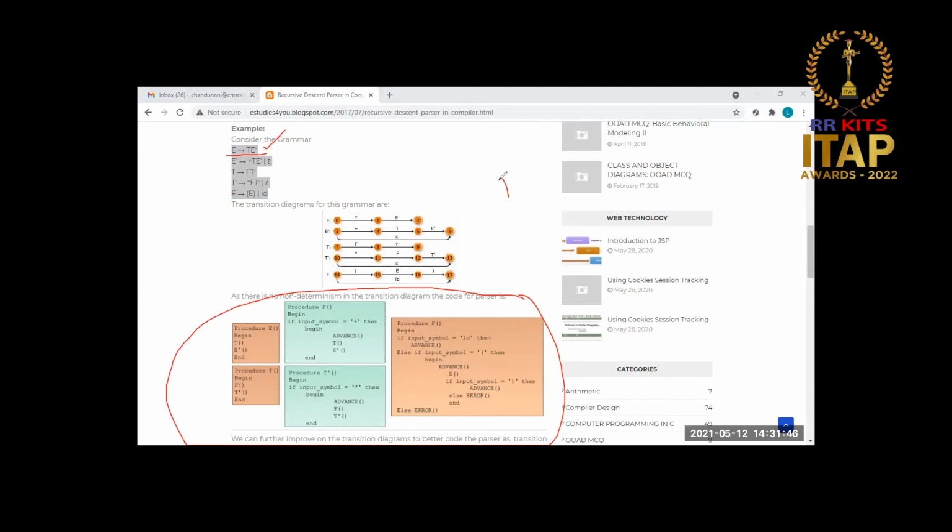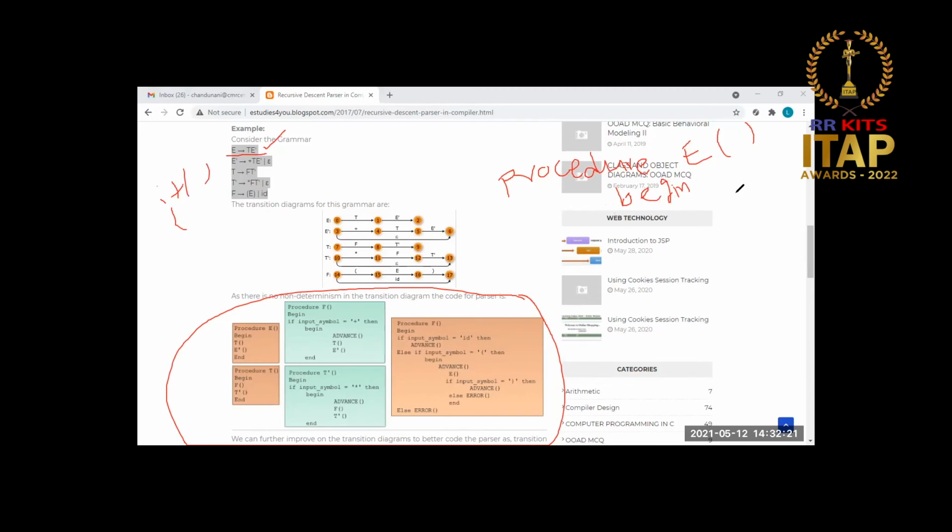First I need to start like this: procedure. Here I'm going to start with E, because E is the starting symbol. So I start with procedure E, and then here we have the arrow mark. In the place of the arrow mark, we can mention begin, just like a looping mark, an if condition followed by an open bracket. That means it is the beginning of the loop. Here also it is the beginning of the production.